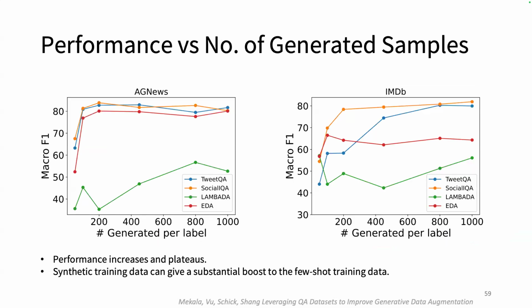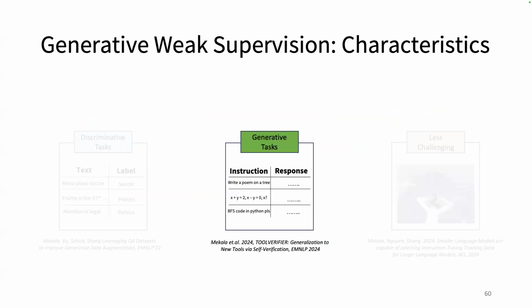Cool. Yeah, so here we plot performance versus number of generated samples. On the x-axis, you have number of generated samples per label, and on the y-axis, you have the performance. So we observe that the performance increases with generated samples, and it kind of plateaus. Synthetic training data can give a substantial boost to the few-shot training data.